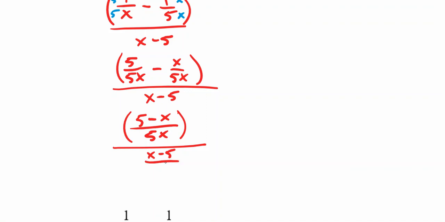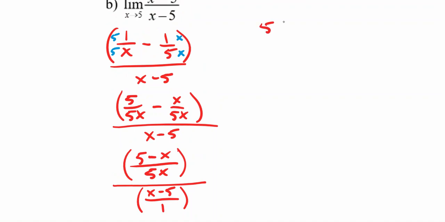Yeah, because this is really x minus 5 over 1, right? You can think of it that way. So then in the end, you could rewrite this as 5 minus x over 5x, and then multiply by the reciprocal of that. So that would be 1 over x minus 5. Well, that's not quite right.